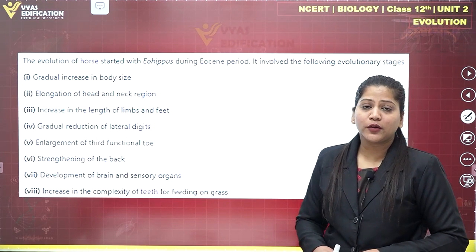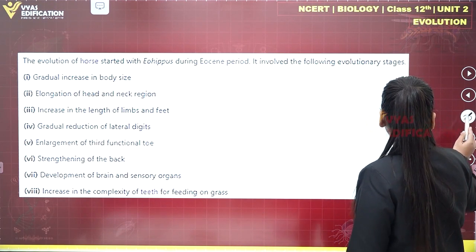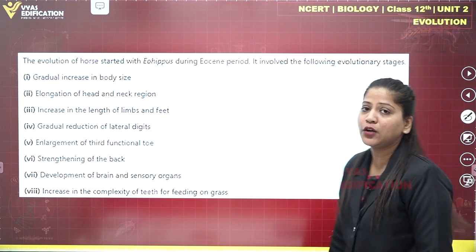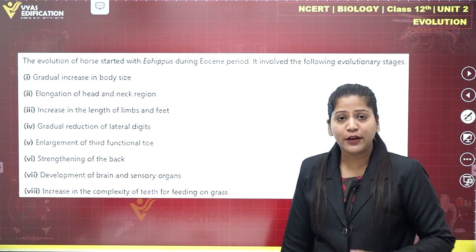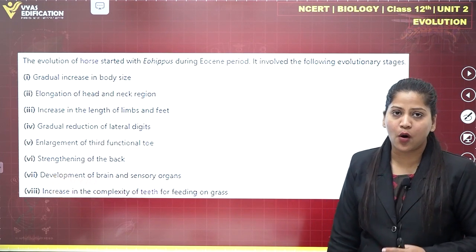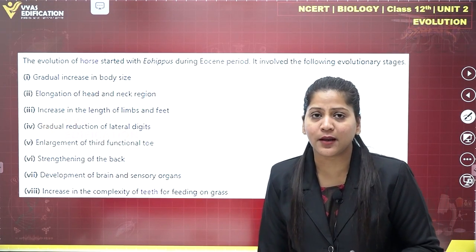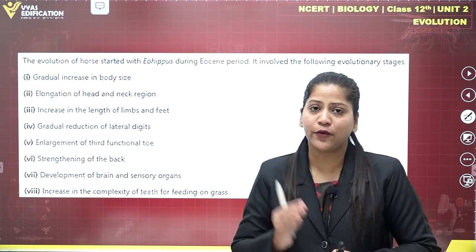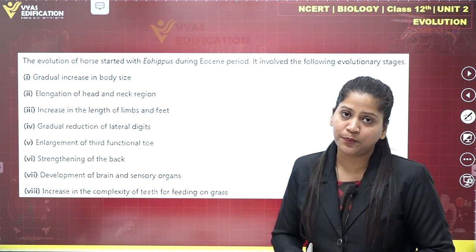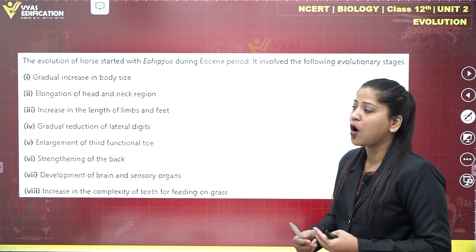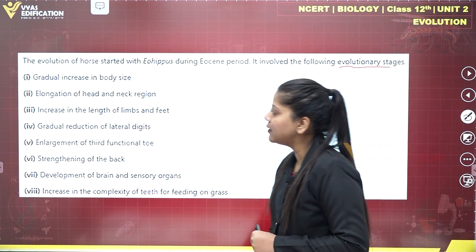So if you talk about the solution of question number 10, the evolution of horse was actually started with Eohippus during the period Eocene, right? So the evolution of horse was started with Eohippus, that is your ancient fossil. Eohippus is the ancient fossil of horse, which was actually living in the period of Eocene. Now, if you talk about some changes or characters or evolutionary stages of horse, then they are as follows.